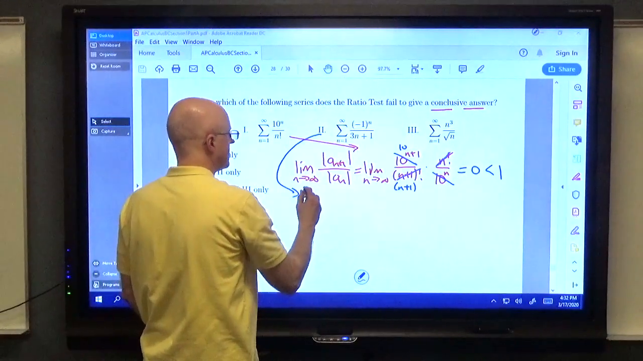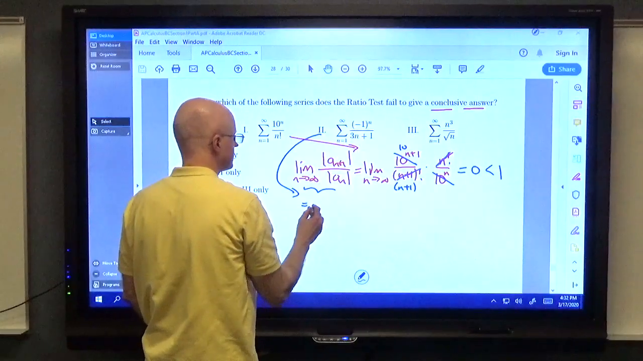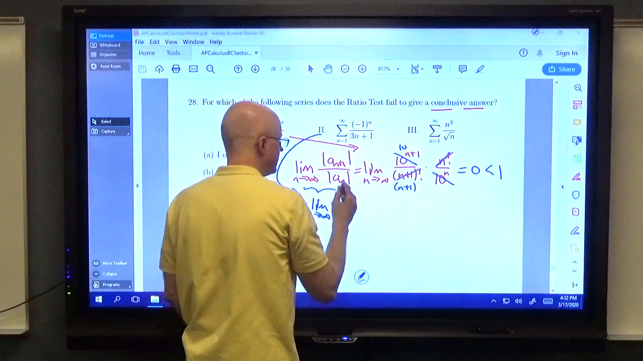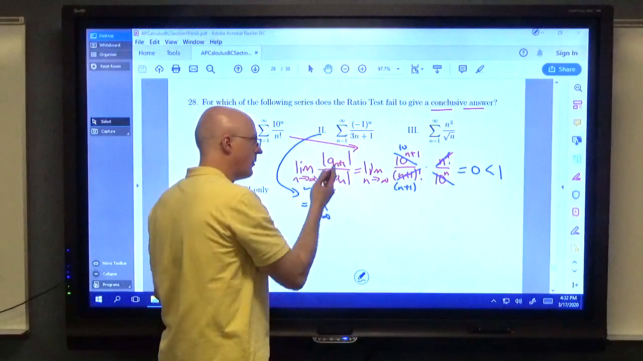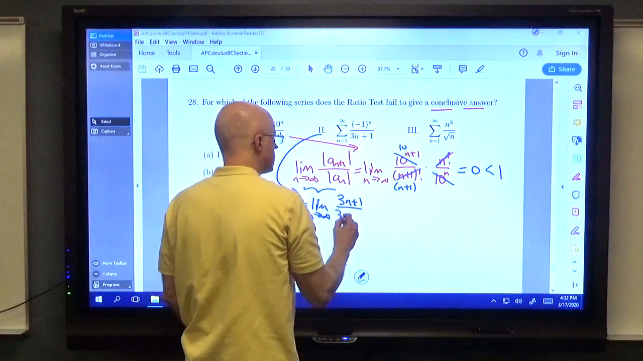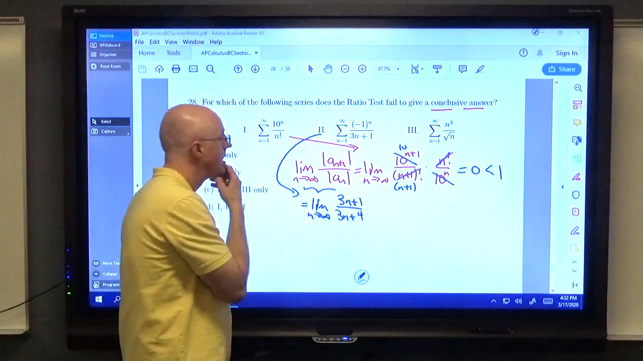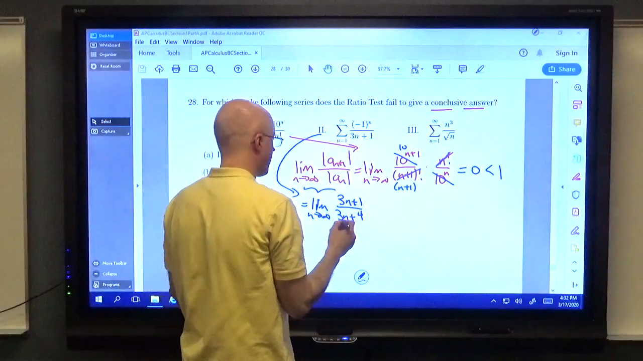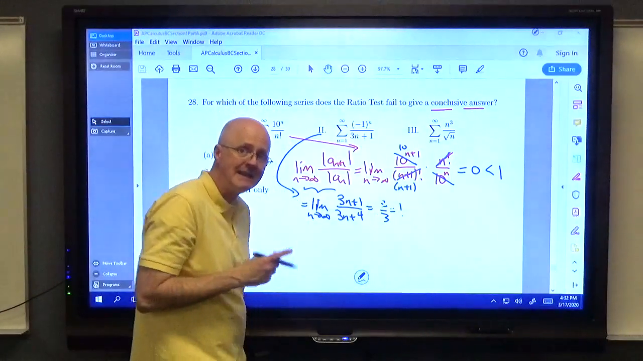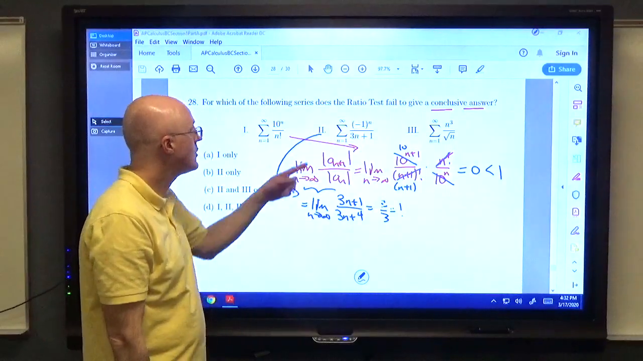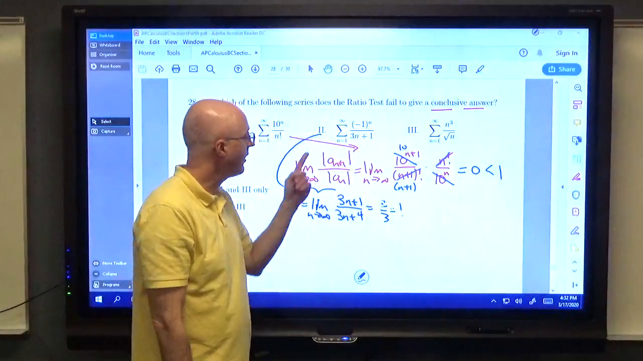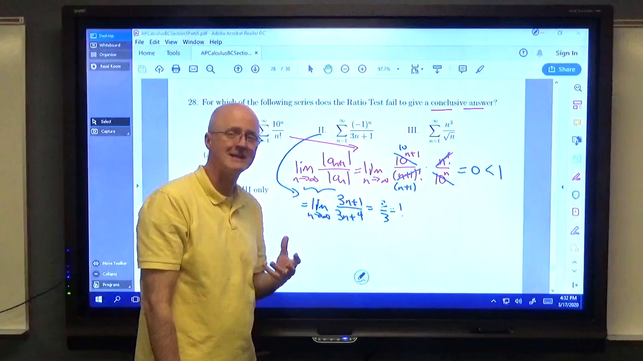With this one, if you do the same limit, in this case, you get a limit as n goes to infinity. It would be the negative 1 to the n, and n plus 1 will go away because of the opposite value signs. You get 3n plus 1 over 3n plus 4. And that has a limit that equals 3 over 3, which is 1, which is the inconclusive case. Number 2 does not give a conclusive answer with the ratio test, though this series does converge by the alternating series test. The ratio test gives no conclusion.